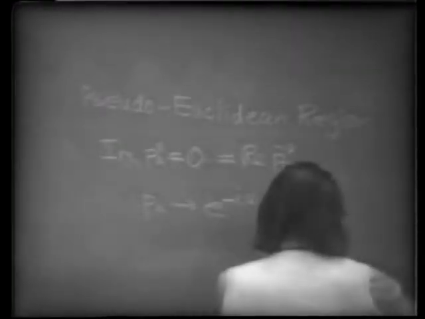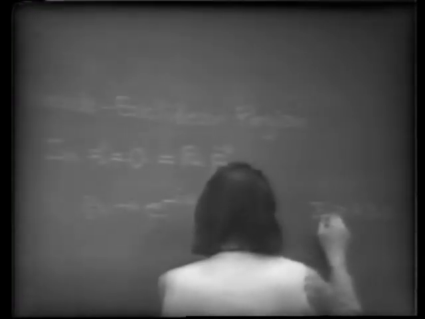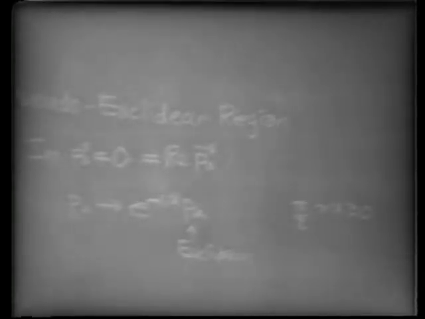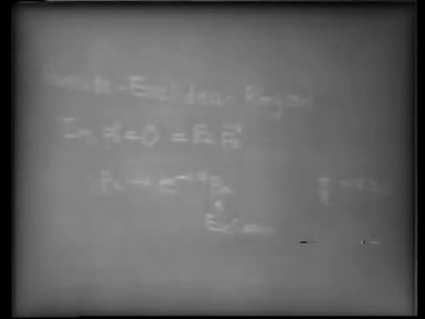Where alpha goes from 0 to pi over 2. Except instead of just rotating the phase of the time component, we rotate the phase of all 4 components. Thus the time component, which is imaginary in the Euclidean region, becomes real, and the space component, which is real in the Euclidean region, becomes imaginary.